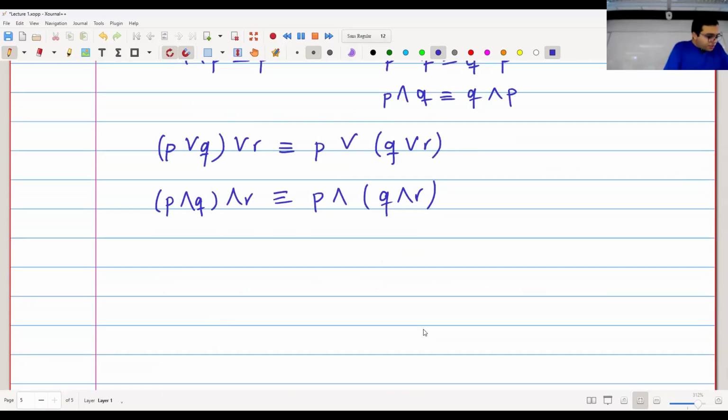There are some other really easy ones as well. So for example, P or P is equivalent to P. P and P is also equivalent to P. But the interesting ones are the absorption laws. So what happens if I have P or P and Q? What is this equivalent to?